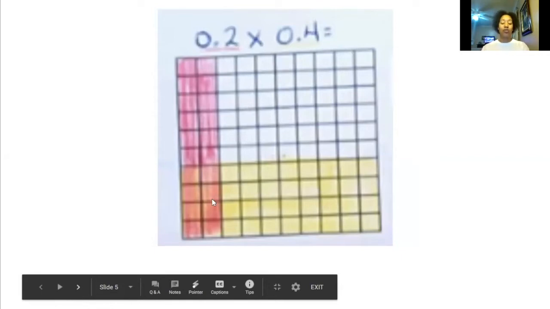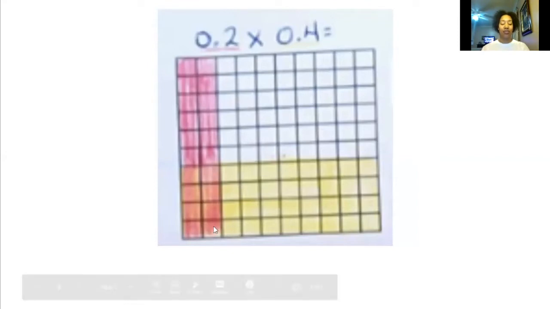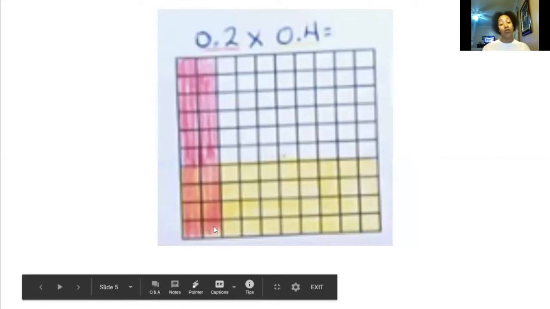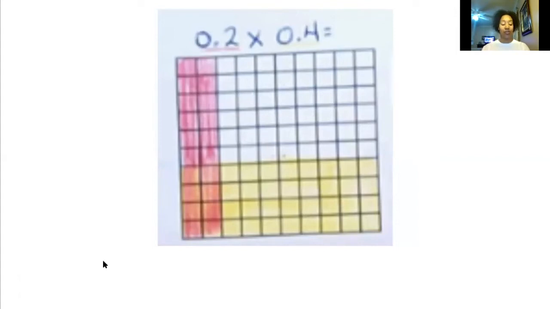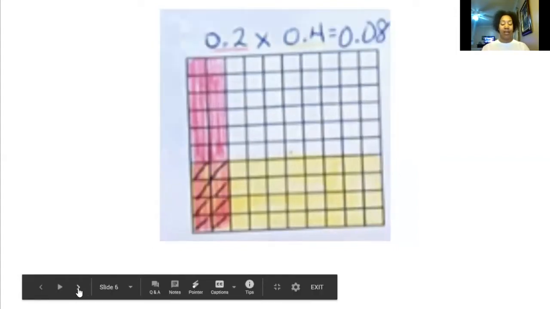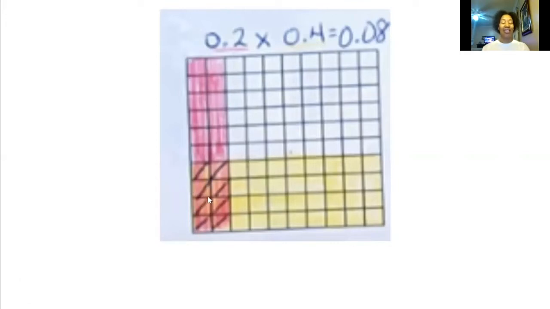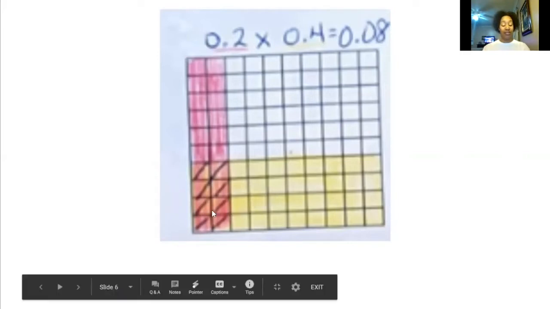So we're looking at the portion that overlaps, yellow and red. If we're counting, each square is equal to 100. So we have 100, 200, 300, 400, 500, 600, 700, and 800. So 2/10 times 4/10 is equal to 800. I have gone back and struck out, or drawn a line through, each of those squares to show and represent 800.